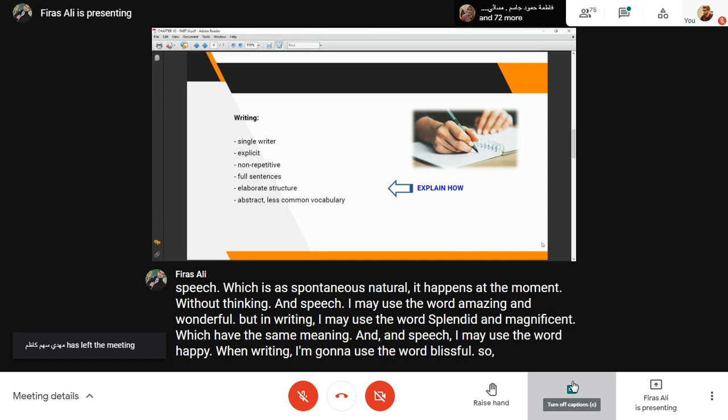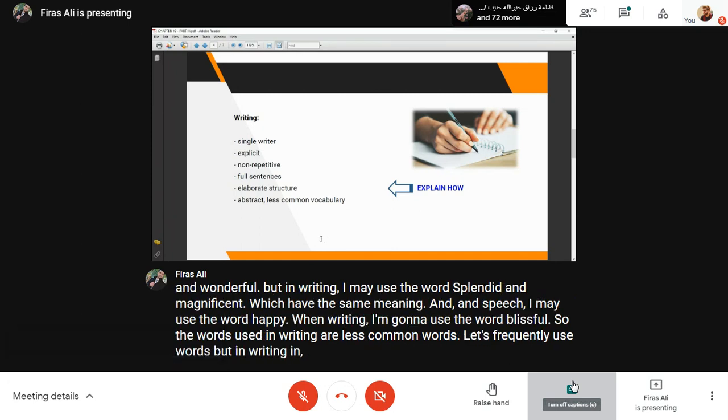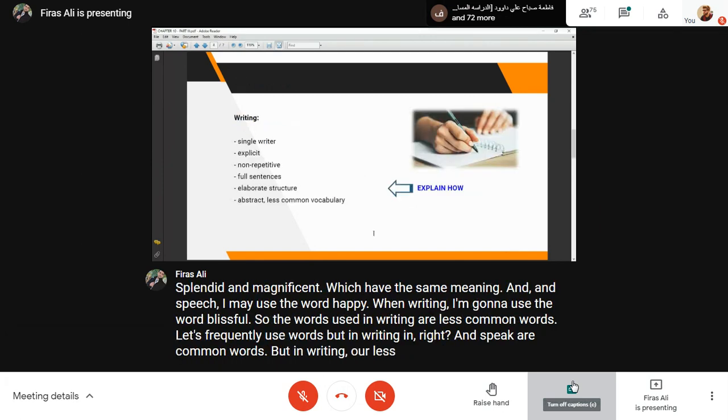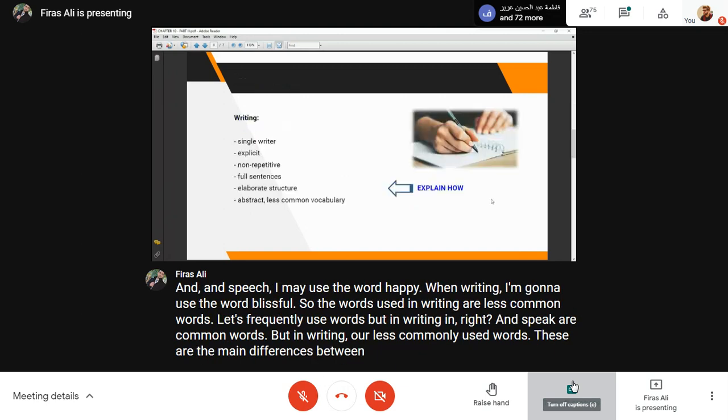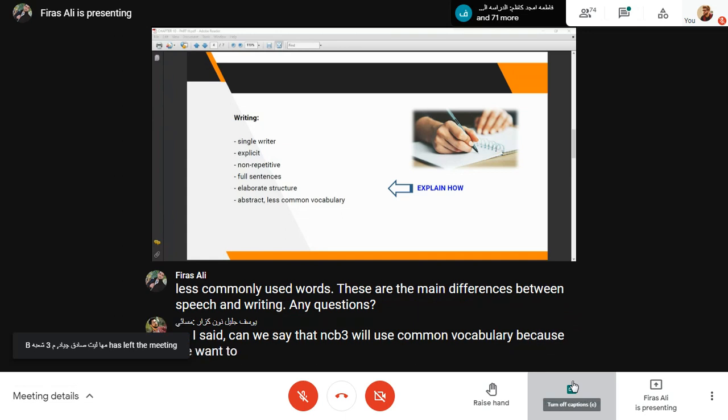So the words used in writing are less common, less frequently used words. But in speech, we use common words, while in writing we use less commonly used words. These are the main differences between speech and writing. Any questions?